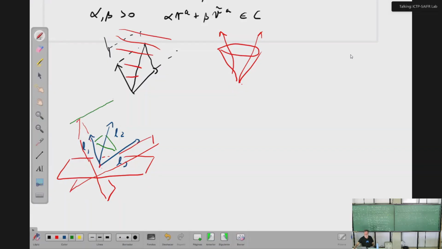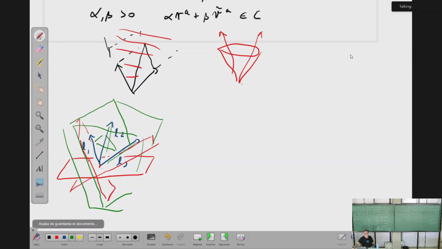So it's a plane like that. A plane that contains these two vectors, right? And a plane that contains these two vectors. Now we are going to do the cocones, and that will be easy.